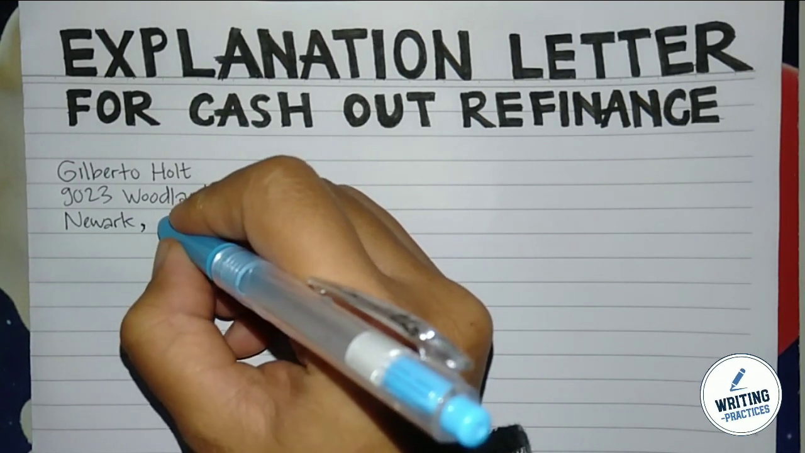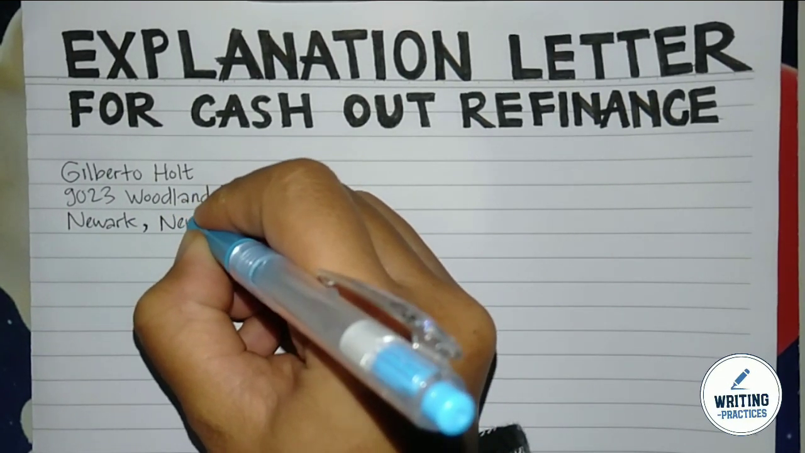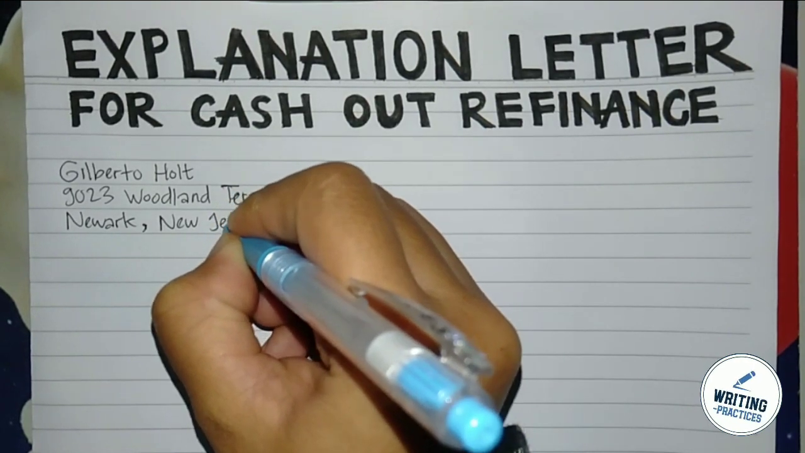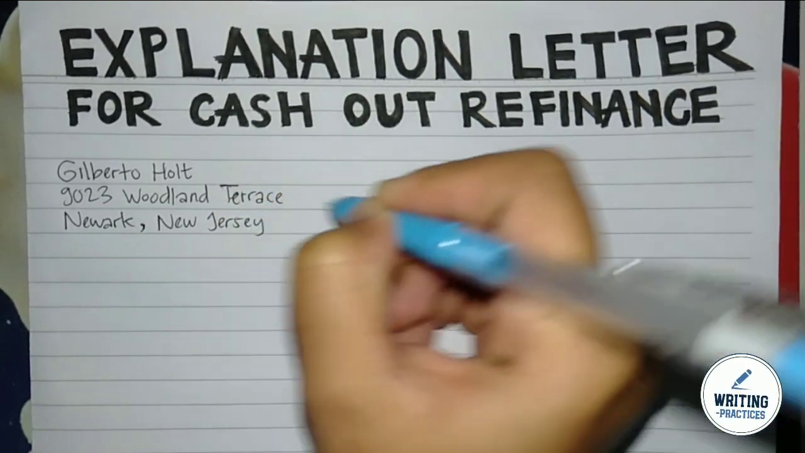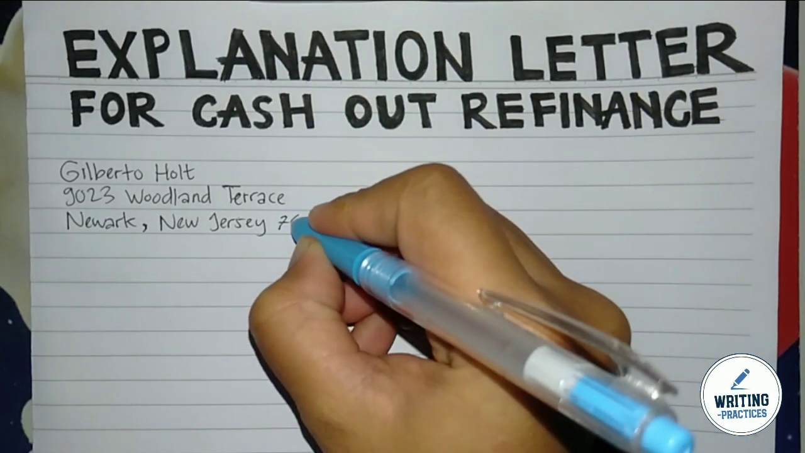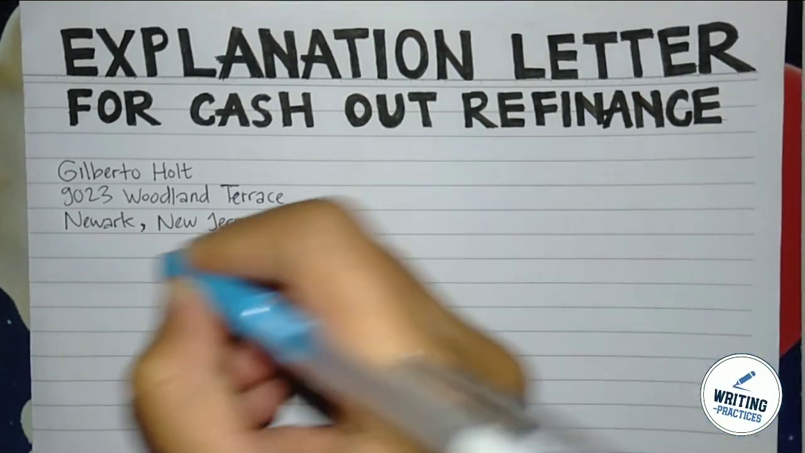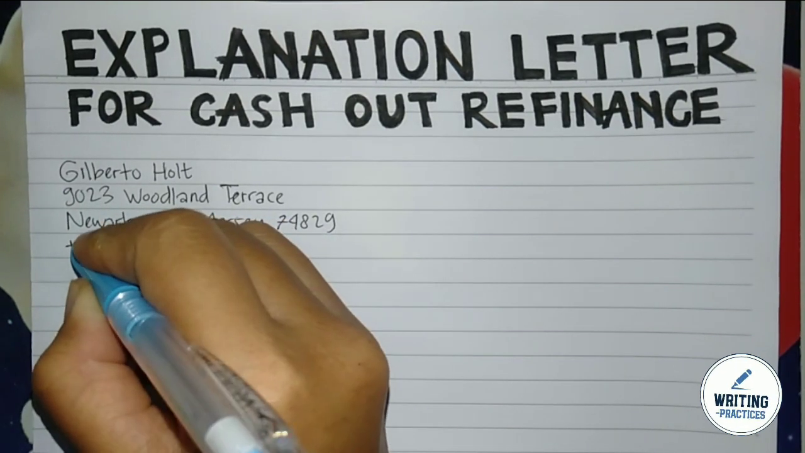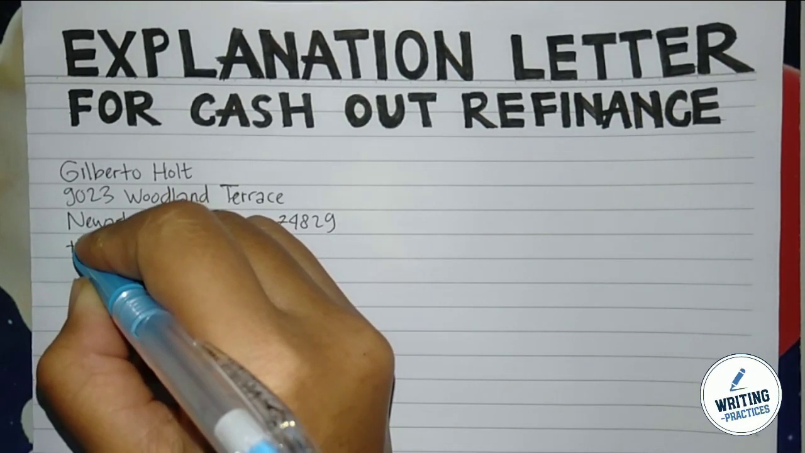Here, Writing Practices will show you how to write an explanation letter for cash-out refinance step by step. Check this out. First of all, write your full name. And then, write your home address. Don't forget to mention the number, street name, city, state, and zip code.